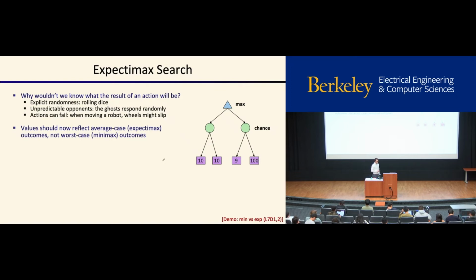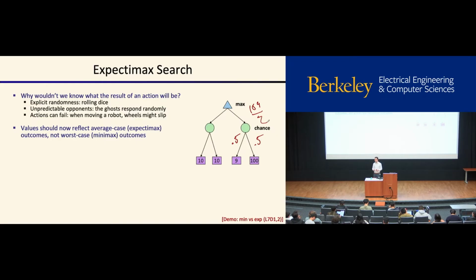Okay, so the values now aren't going to be minimum values. They're going to be average case values. We're going to find the expectation of these chance nodes and figure out how much value on average this particular node gets. So if I go to the left with some probability, let's say 0.5, and I go to the right with probability 0.5, then the value of this node is the weighted combination of these two things. It's the average of 9 and 100, which is 109 over 2, right? So that would be the value if we propagate it back up through the chance node.